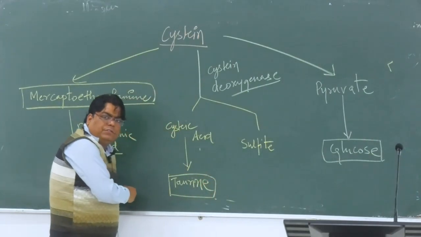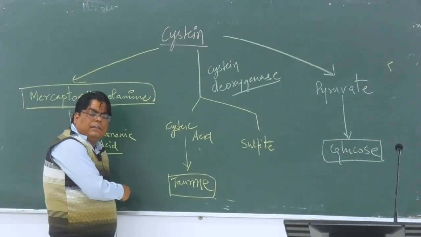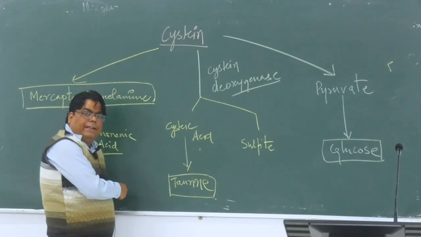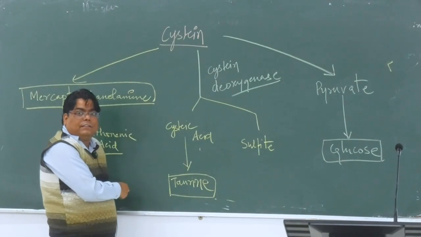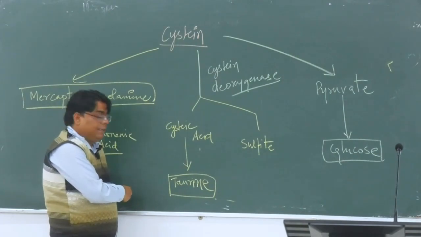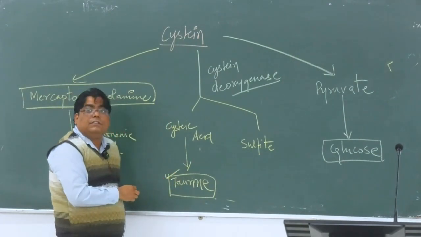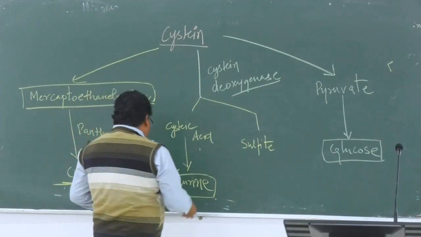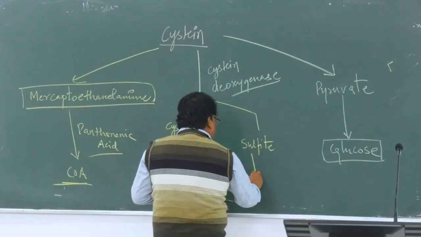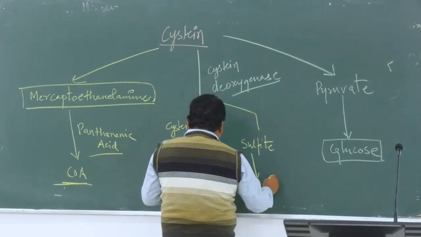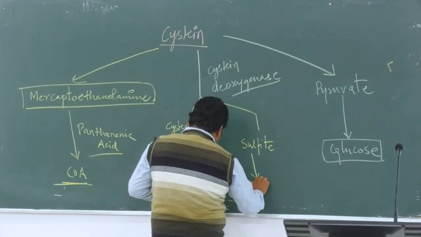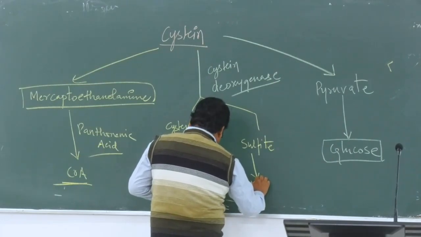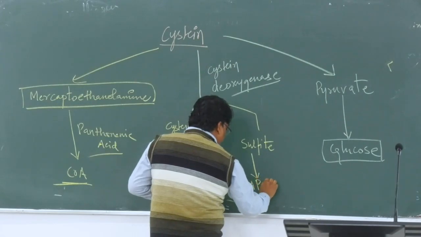This taurine is used in bile salt formation, sodium glycocholate, sodium taurocholate. This is the composition of bile salt where taurine is used. Okay, and this sulfate is used in the formation of phosphoadenosine phosphosulfate.